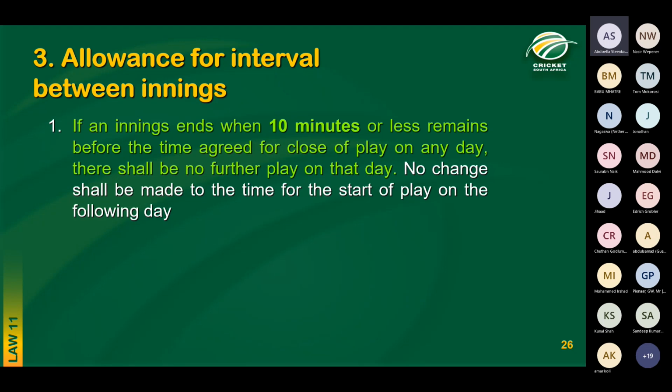So let's say our close of play is 6 o'clock, so 1800 hours is our close of play. At 17:51, side A gets bowled out. And because this is within 10 minutes or less of the agreed time for close of play, which is 6 o'clock in our example, that will be stumps for that particular day. So no further play on that particular day. Yes, we ended 9 minutes early on that day, but the law tells us the following day, no, you will start on time. Let's say it's a 10 o'clock start. You will start on time at 10 o'clock. You will not start 9 minutes earlier.